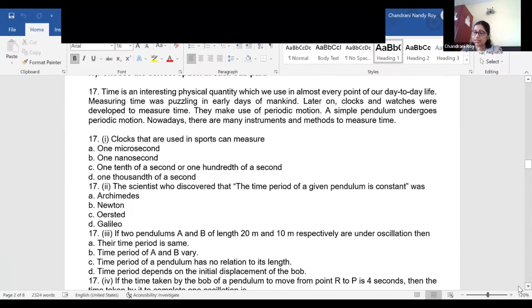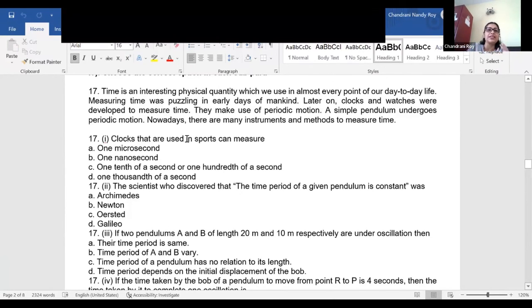In science, we are giving them a case study where questions are allied to the topic. They are not given directly from the topic. So here, if you see, time is an interesting physical quantity which we use in almost every point in our life. Measuring time was puzzling in early days. Clocks and watches were developed. They make use of periodic motion. A simple pendulum undergoes periodic motion. And nowadays, there are many instruments to measure time.